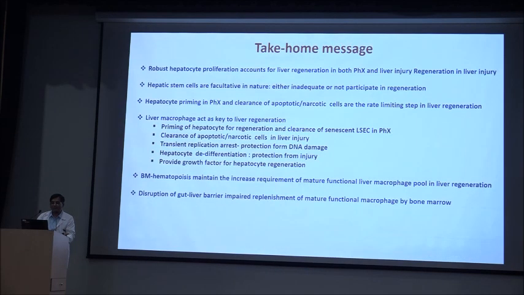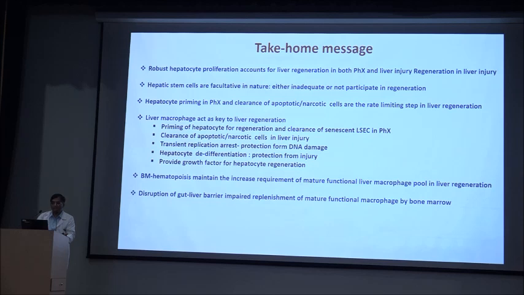The take-home message is that robust hepatocyte proliferation accounts for liver regeneration in both PHX and liver injury. Hepatic stem cells are facultative in nature; either they are inadequate or not participating in the regeneration process. Hepatocyte priming in PHX and clearance of apoptotic and necrotic cells are rate-limiting steps. Liver macrophages act as the key to liver regeneration.